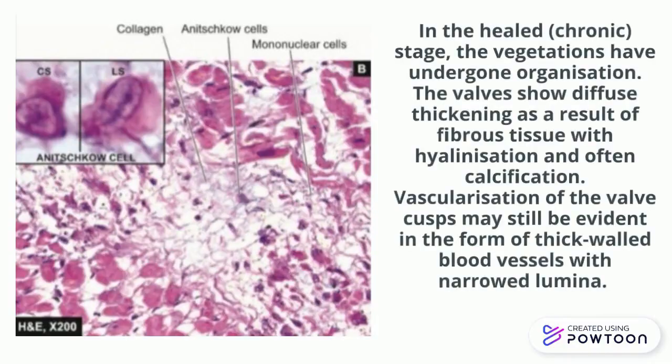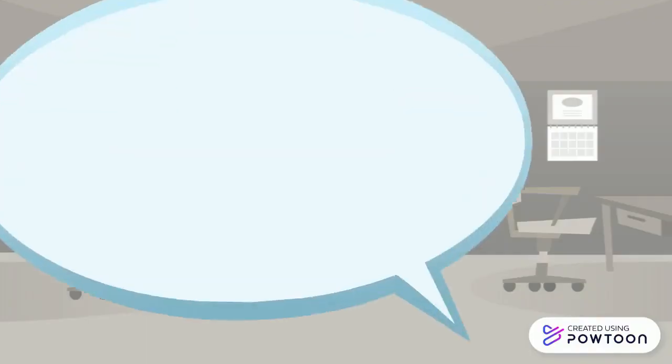In the healed chronic stage, the vegetations have undergone organization. It shows diffuse thickening as a result of fibrous tissue with hyalinization and often calcification. The vascularization of the valve cusp may be evident in the form of thick-walled blood vessels with narrow lumina.